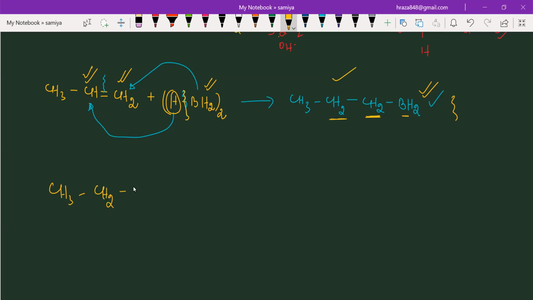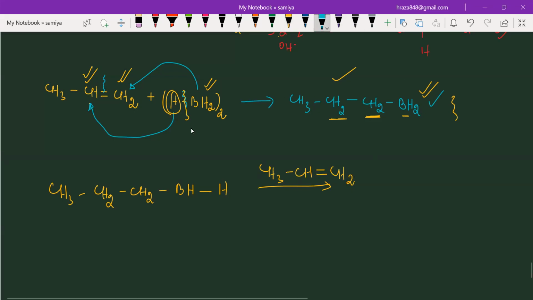I'm going to take it as a reactant. This is BH2. That means, can I write BH and H? And this is reacting with the initial alkene CH3, CH double bond CH2, alkene. So what happens? Again, one of the bonds will break. This hydrogen will go to that carbon which has lesser number of hydrogen, and this BH part will go to that carbon which has greater number of hydrogen.